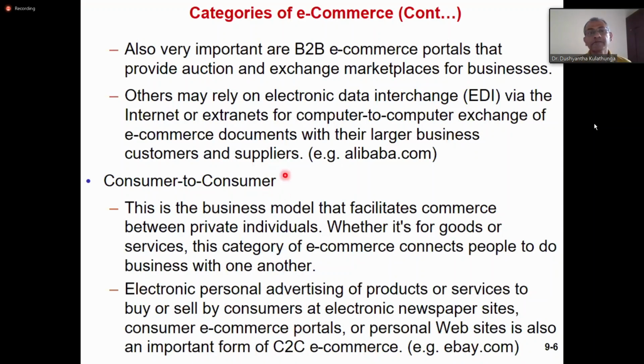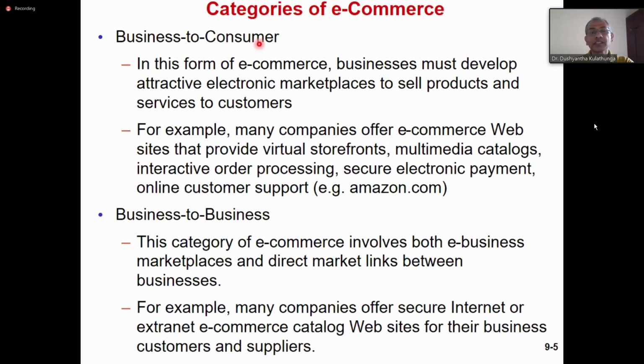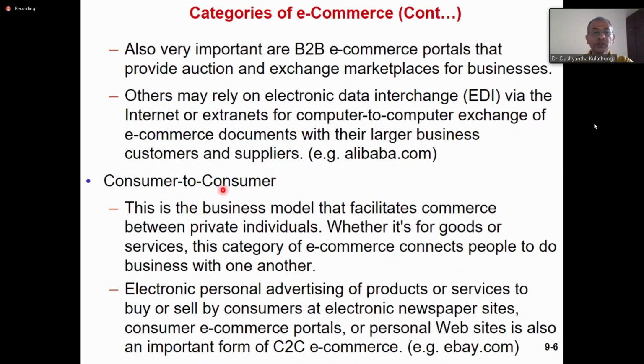Again, I think I did not mention the abbreviations used for these three categories. For the first category, we use the abbreviation B2C to indicate business to consumer. Here we use the abbreviation B2B to indicate business to business. And for this last category, we use the abbreviation C2C to indicate consumer to consumer. So that is highlighted here.